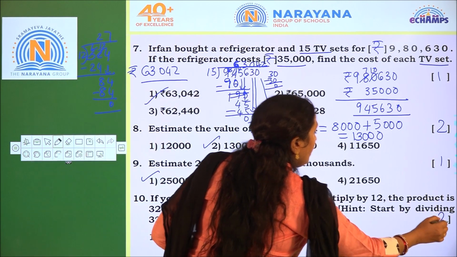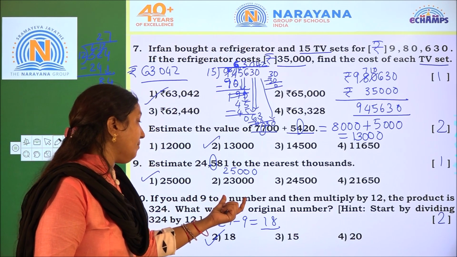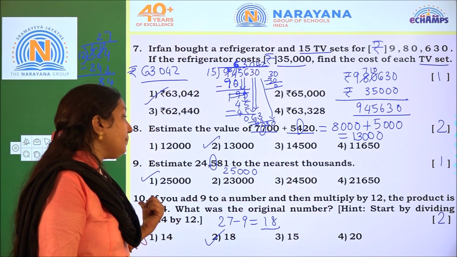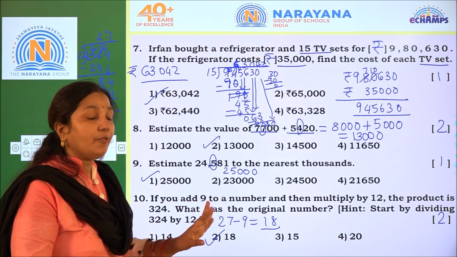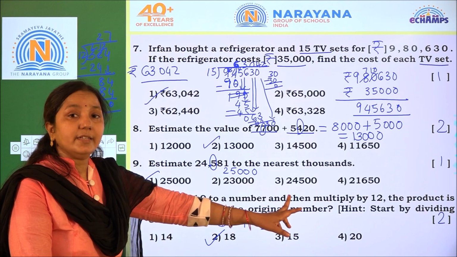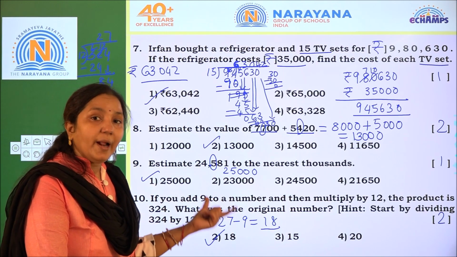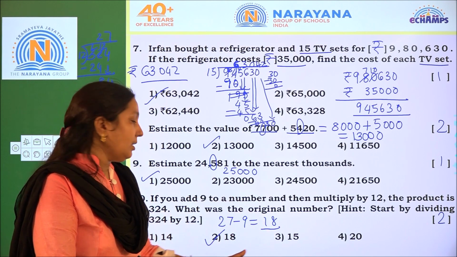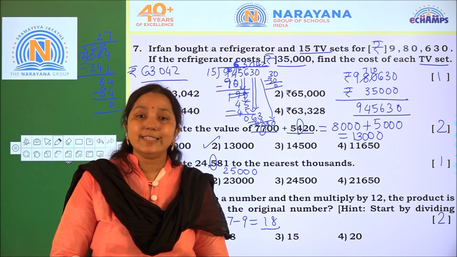Option 2. So if you add 9 to a number and then multiply by 12, the product is 324. What was the original number? What do we have to do first? We have to divide 324 by 12. What will we get? 27 is the answer. From that we have to subtract 9, and we will get the original number. What is the original number, children? 18. Got it, children? Practice once again.